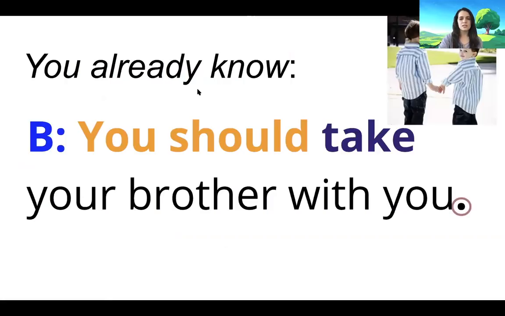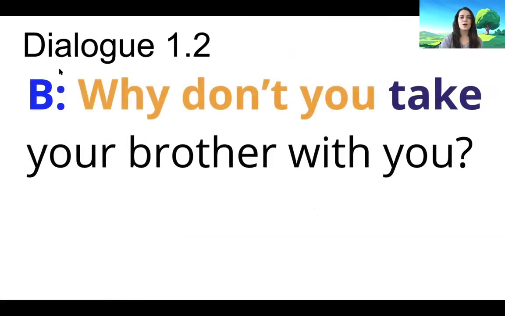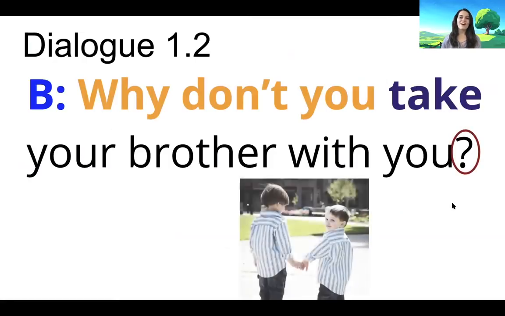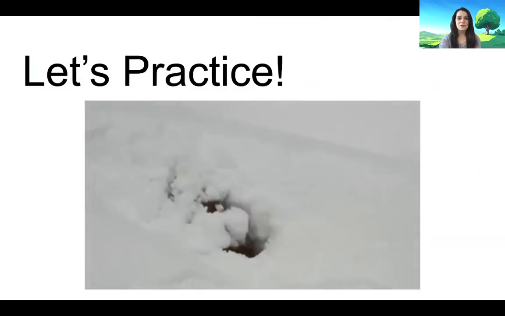Now, you'll notice that there's a period at the end of the sentence. So it's a statement. But what we're learning today is a question. Why don't you take your brother? Hang on. There we go. Why don't you take your brother with you? This means the same thing as you should do this. Instead, it's being turned into a question. Let's practice with our new dialogue.